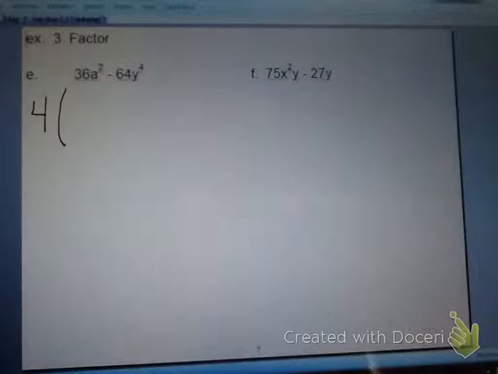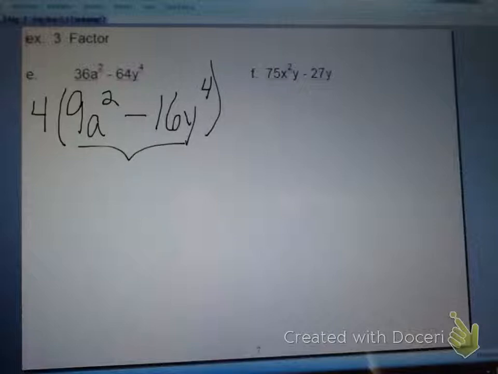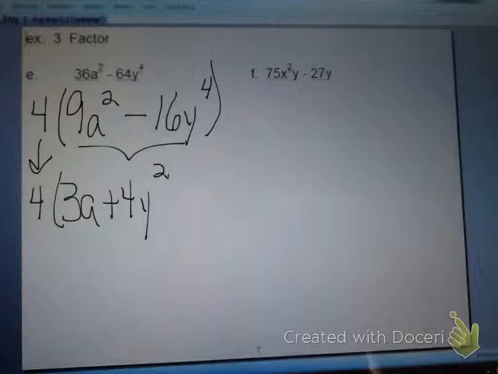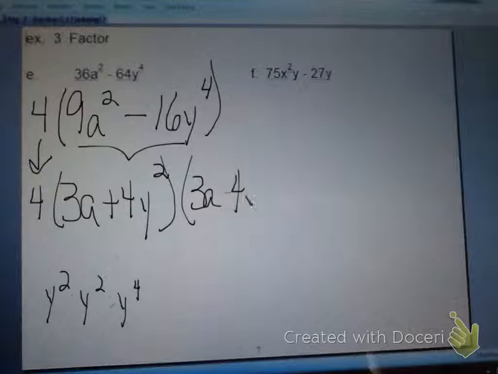So I'm going to factor that out first. 4 goes into 36 9 times. Can't do anything with the a squared, bring it down. Minus, and 4 goes into 64 16 times. And you get y to the fourth. Now that is a difference of two perfect squares. So bring down the 4 and then factor that into 3a plus 4y to the second, because y squared times y squared is y to the fourth, times 3a minus 4y to the second.